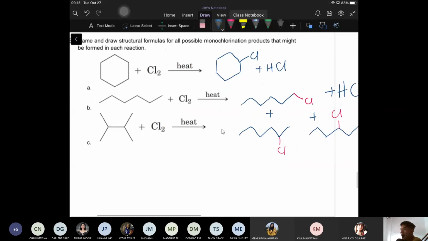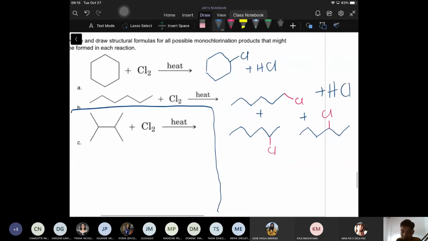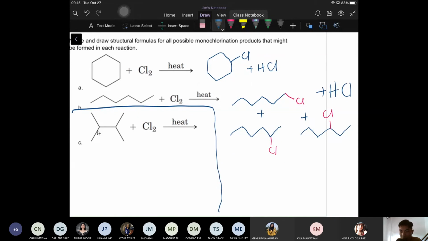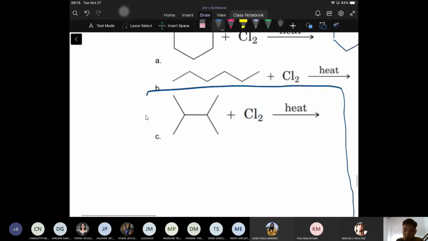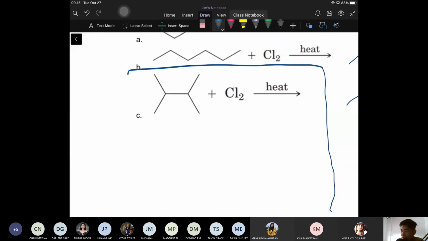Let's have letter C. Ganyan na naman ka-simple yung ganap natin. Papalitan mo lang talaga. Letter C. Saan pwede ilagay yung Cl? Pwedeng nasa dulo. Pwedeng nandito sa dulo. Pwedeng nandito. Okay? So, ganun lang. So, lagay natin.